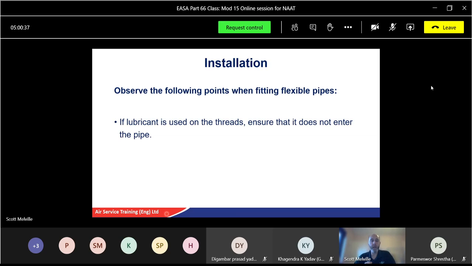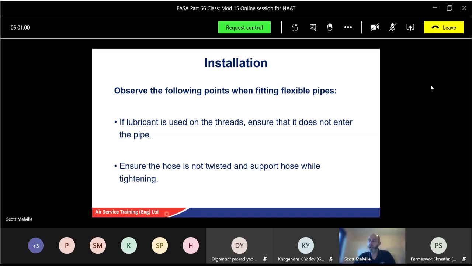If lubricant is used in the threads, ensure that it does not enter the pipe unless it's the same fluid, obviously, as what's going in. If it's a fuel pipe, fuel, usually petroleum jelly or some petroleum oil. Again, if it's an oil pipe, just use the same oil, if you need to put lubricant on it. Again, your maintenance manual will specify what type to be used in there.